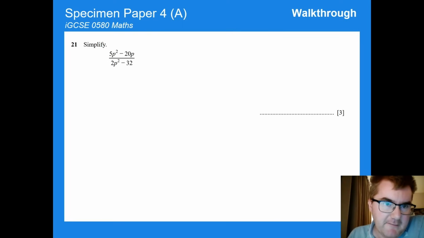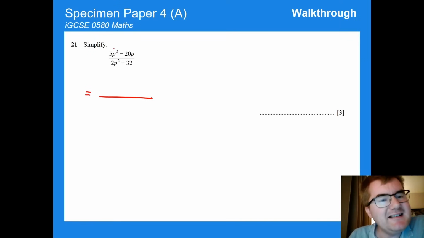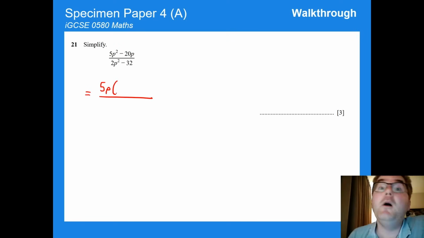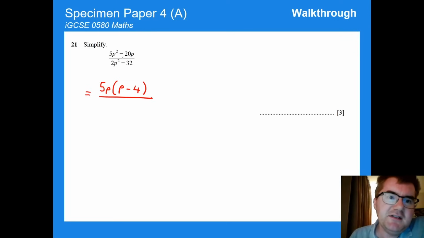Okay, so this doesn't look like a very nice one, but we just use the normal procedure. So first of all, if I take the top here, what can I take out? I can take a 5 and a p, because I've got a p in common and a 5 in common, and then work backwards. So what do I multiply p by to get p squared? Well, p. What do I multiply 5p by to get minus 20p? Minus 4. And then we do the same at the bottom.